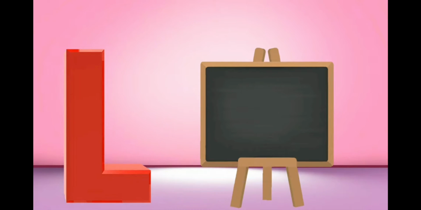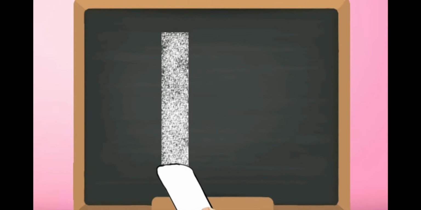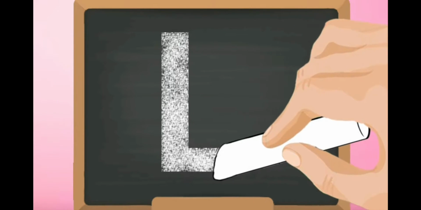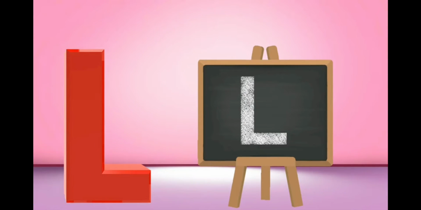L. Capital L. Start from the top and draw a standing line down. From the bottom of the line, draw a slipping line to the right. Capital L.